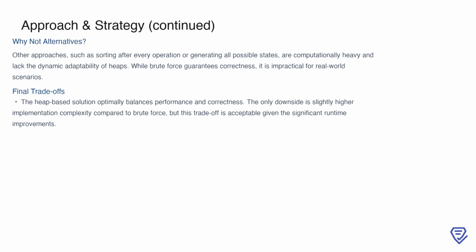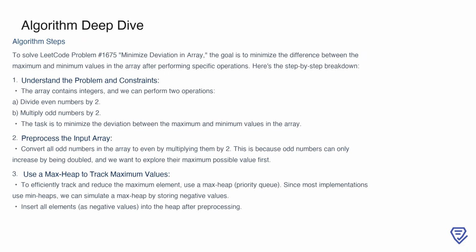To solve the problem of minimizing the deviation in an array, we need to first understand the operations allowed and their impact. Specifically, the two key operations are dividing even numbers by 2 and multiplying odd numbers by 2. These operations give us control over the range of values in the array. The objective is to minimize the difference between the largest and smallest values in the array after applying these operations strategically.